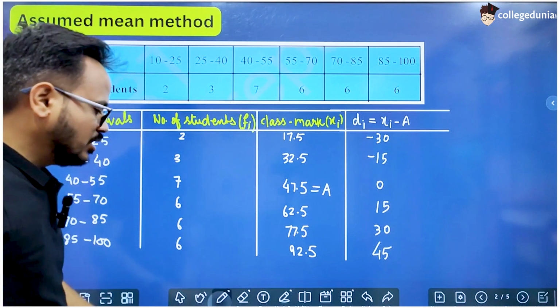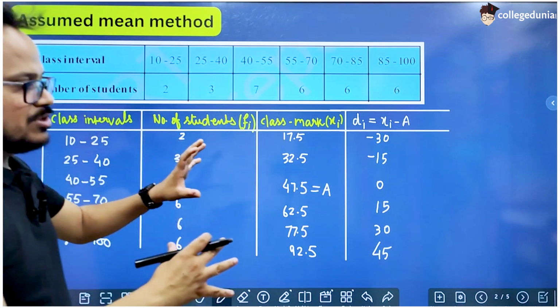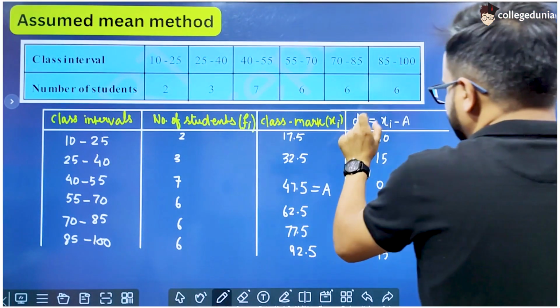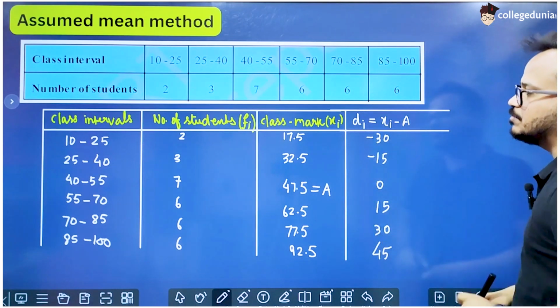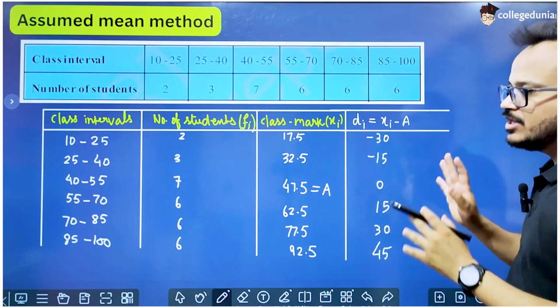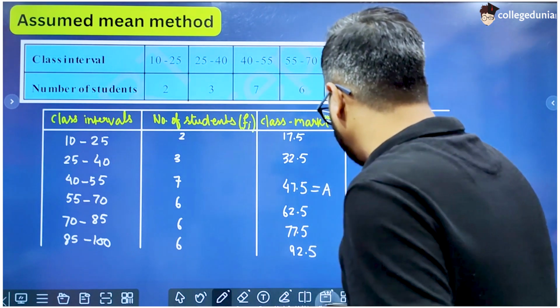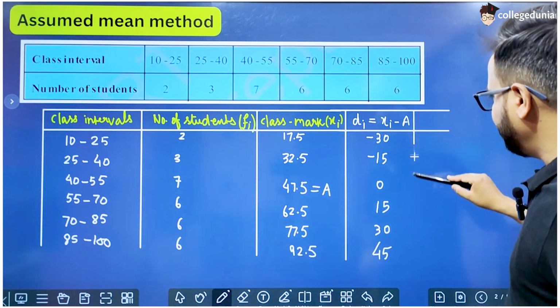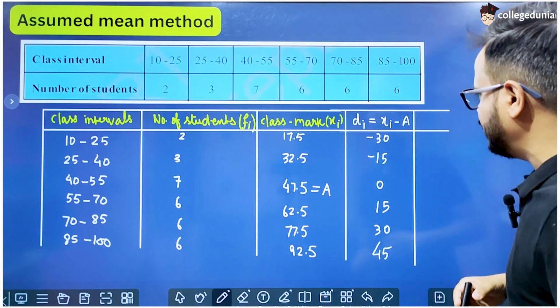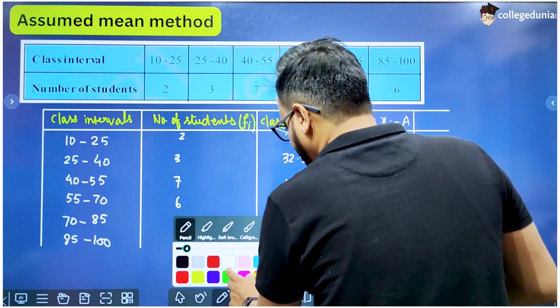Okay, so next step is what? You just find this di, which is called the deviation, and you subtract each and every class mark from the assumed mean. Okay, so next we will do what? Now let's make another column, and that column is fi di.